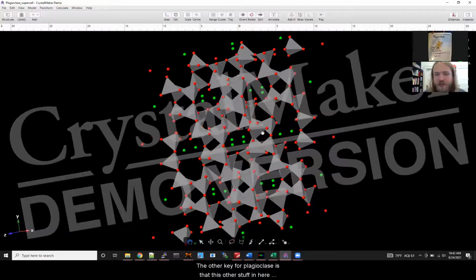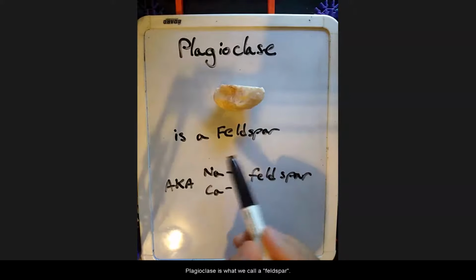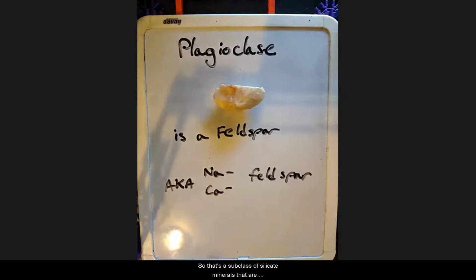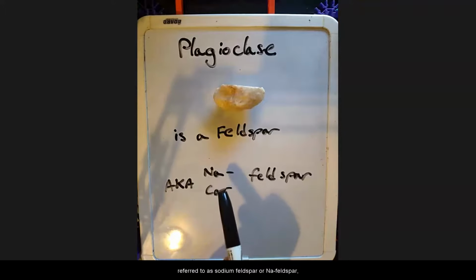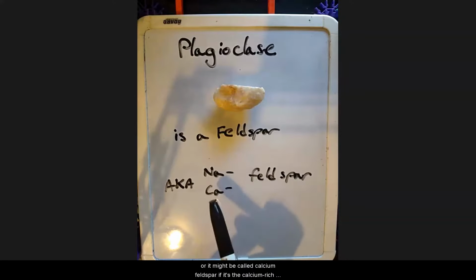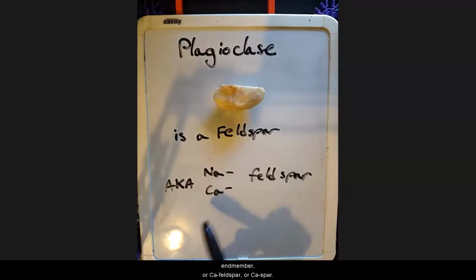The other key for plagioclase is that this other stuff in here is sodium or calcium. Plagioclase is what we call a feldspar. So that's a subclass of silicate minerals that are framework silicates. So all the tetrahedra are connected to one another, and it's got a little bit of extra stuff in the structure. So like we saw, plagioclase has sodium and calcium. That's why sometimes you might also hear plagioclase referred to as sodium feldspar or Na feldspar, Na being the symbol for sodium, or it might be called calcium feldspar if it's the calcium-rich end member, or Ca feldspar or Ca spar.